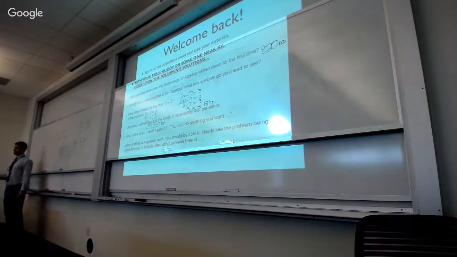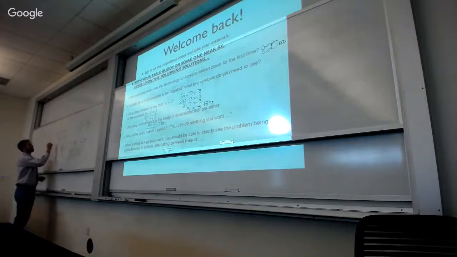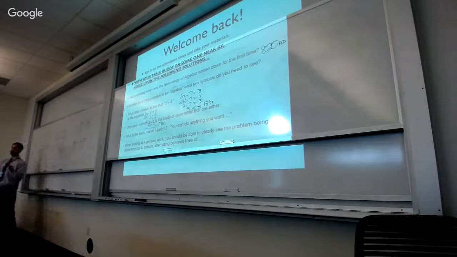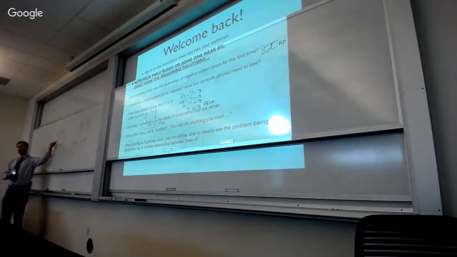Am I allowed to? I'm allowed to. Sure I am. Would that be very beneficial? No, now I'd have 3x plus 27 equals 51. Did that help? No, it didn't really help. It didn't take me any closer to the answer, did it? But was I allowed to do it? Yeah, absolutely. You can do anything you want so long as you do it to both sides.